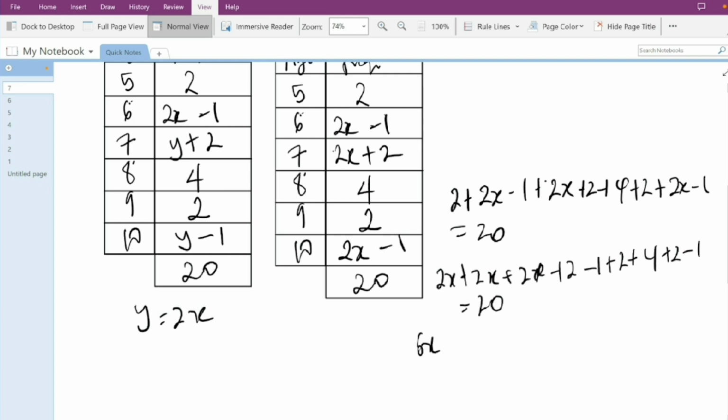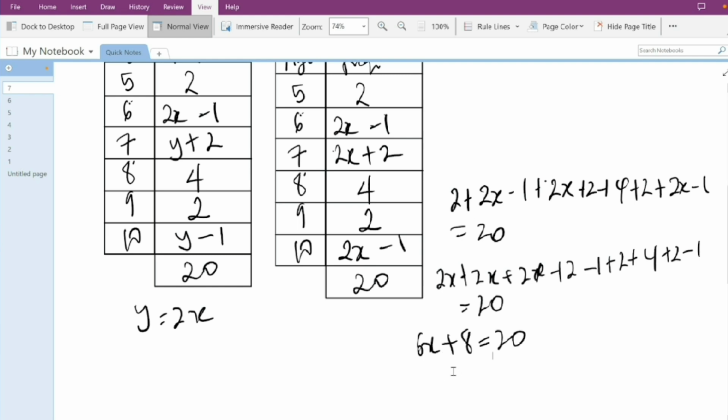So you have 6x, then plus 2 minus 1. You have 2 and you're owing 1. That's 2 minus 1 is 1. The result of this, which is 1, plus 2, that's 3. 3 plus 4, that's 7. 7 plus 2, that's 9. 9 minus 1, that will be plus 8. Because you have plus 9 minus 1, that will give you plus 8. That's plus 8 equals 20.